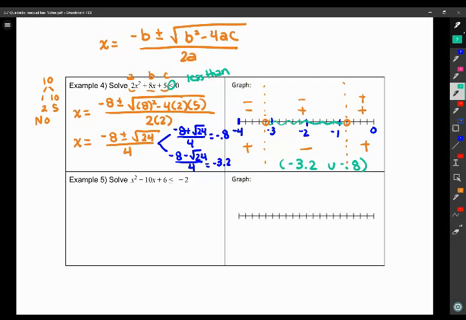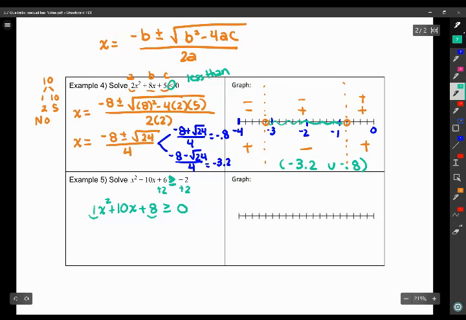We're going to look at example 5 the same way. I'm going to have us flip it so it's a greater than or equal to problem again. And notice that it's not set equal to 0, so we're going to add 2 to both sides. So we get x squared plus 10x plus 8 is greater than or equal to 0. And again, we first try to factor it.